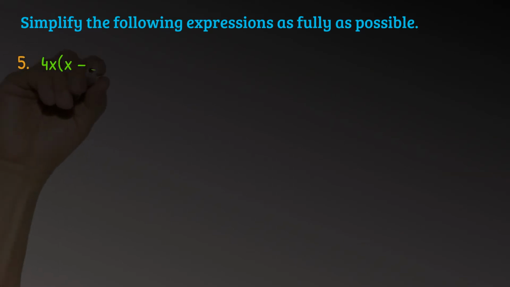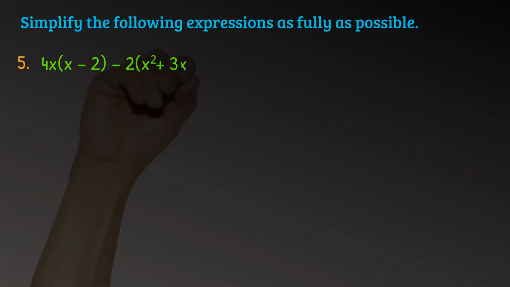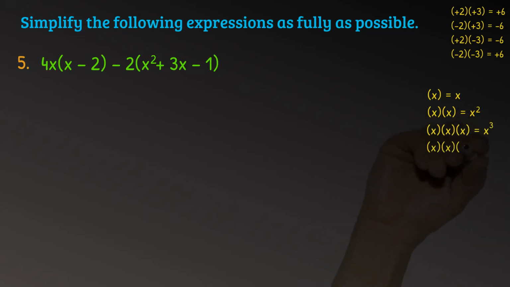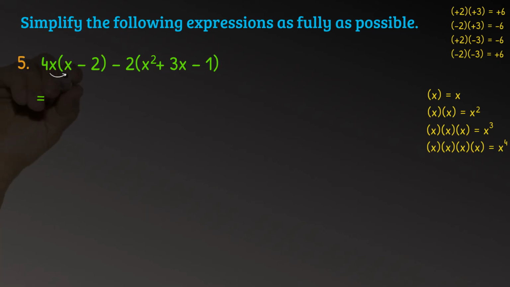So in the next question, we have 4x outside the first bracket. So what do we do here? Well, we carry on the same way. We times every term inside the bracket by 4x. And I hope you remember that x times x is x squared, and x times x times x is x cubed, etc. So if we times 4x by x, we get 4x squared. And if we times 4x by minus 2, we get minus 8x.